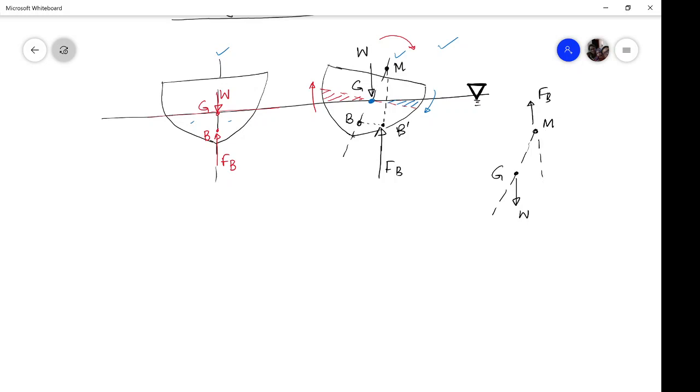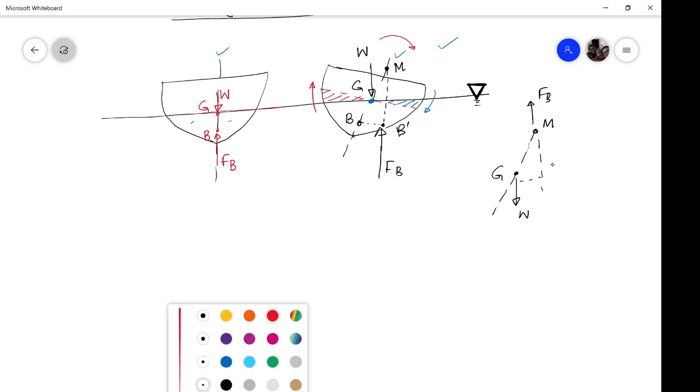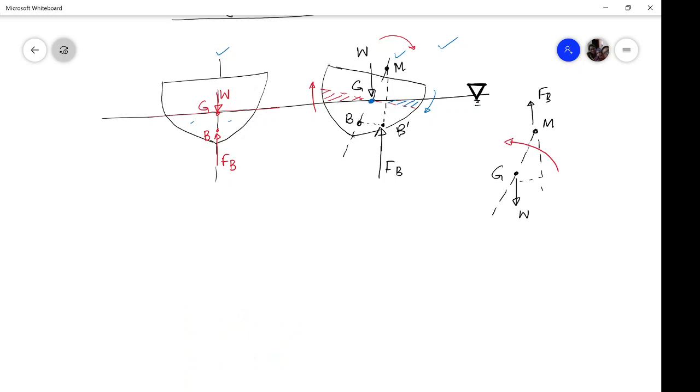Then you will be able to appreciate the fact these two forces, as this is floating, so W will be equal to FB only and unconstrained. So W will be equal to FB, and they are forming a couple which will try to rotate in this direction. That means opposite. So a restoring couple is coming into picture.